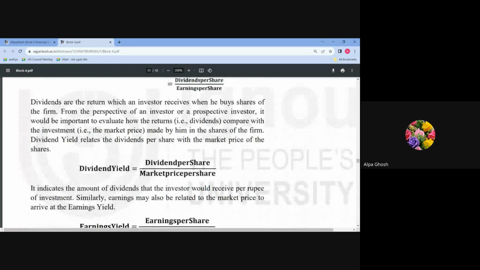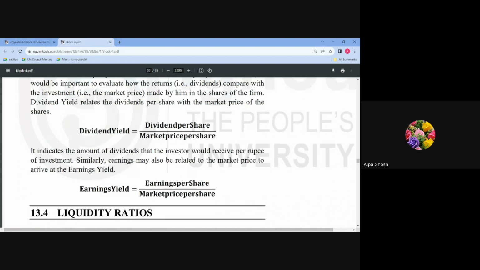Dividend yield, how much dividend is yielded? So it is on the basis of market price. Dividend yield is always on the basis of market price. So it is dividend per share divided by market price per share.